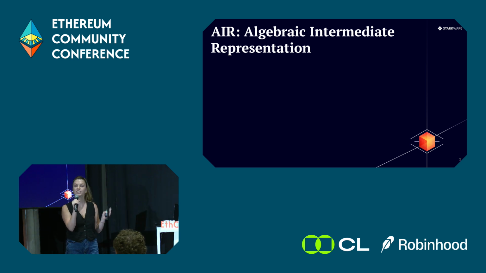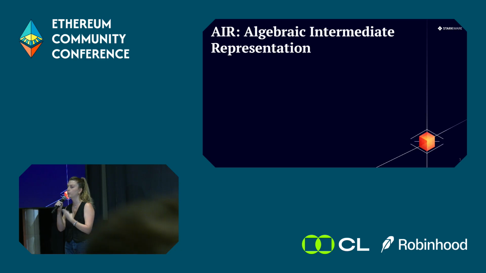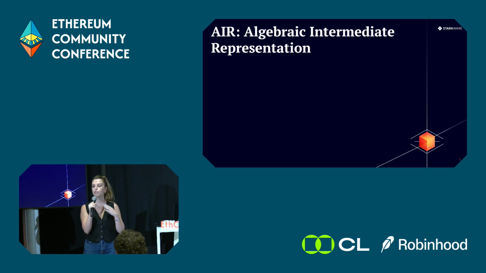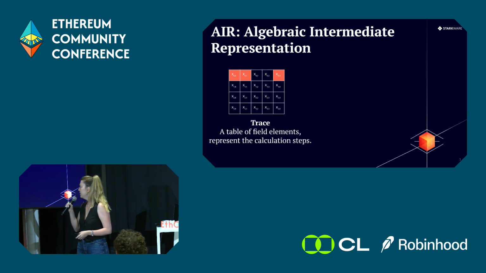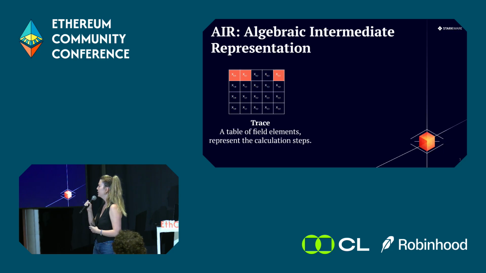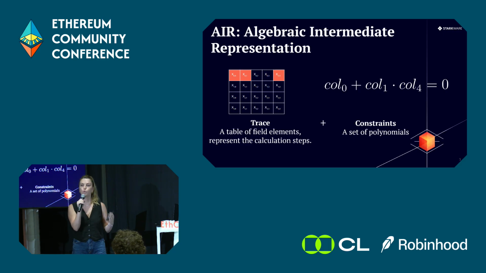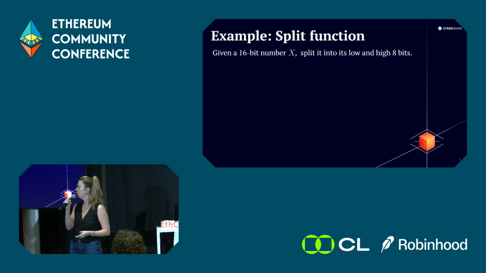What exactly is AIR? As I said earlier, AIR stands for Algebraic Intermediate Representation. It basically contains all the information the prover and the verifier need on the computation in order to generate or verify a proof. It contains two things. The first one is the execution trace. This is a table of field elements that represent the calculation steps. And the second thing is a set of polynomial constraints on the columns, which must be satisfied by every row in the trace.